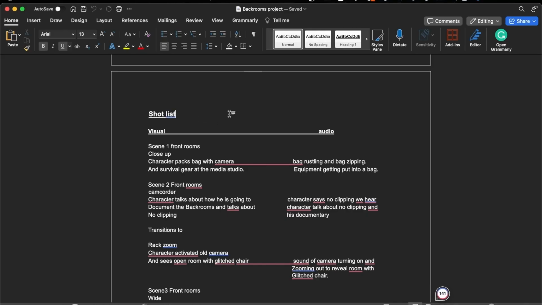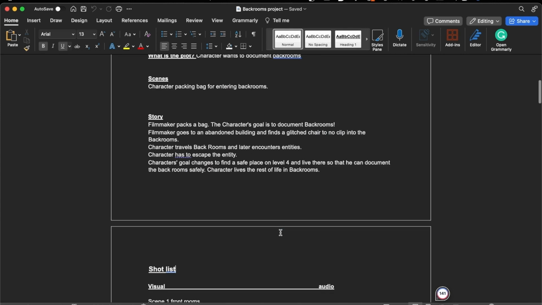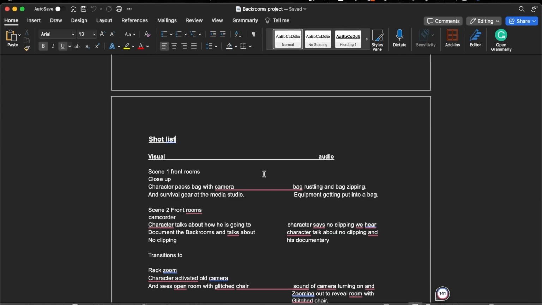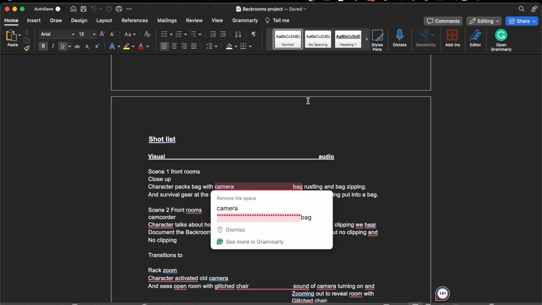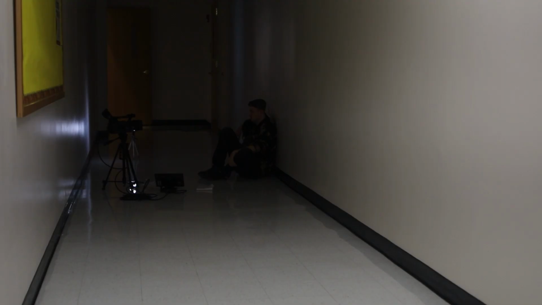So let's get started. As you can see, we got the shot list right here. This was very, very short, and of course there's a lot of misspellings and stuff like that. I'm just going to do a basic overview of this little shot list. Not everything in the shot list actually got put in the final product, but this is a very basic shot list that we kind of followed.